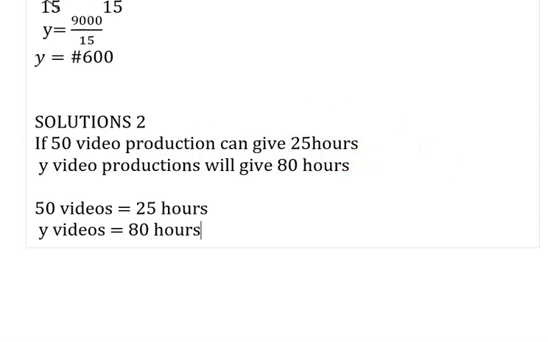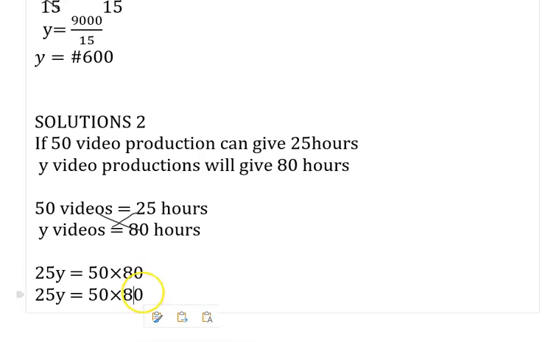So since we apply the same principle, we cross multiply. That is, what we have here will multiply what we have here, and what we have here will multiply what we have here. It's as simple as that. So if you are cross multiplying, we now say this y times 25 will be 25y, now equal to this 50 times 80. Beautiful. Awesome. So if you bring out your calculator and punch 50 times 80, that will give you 4,000.